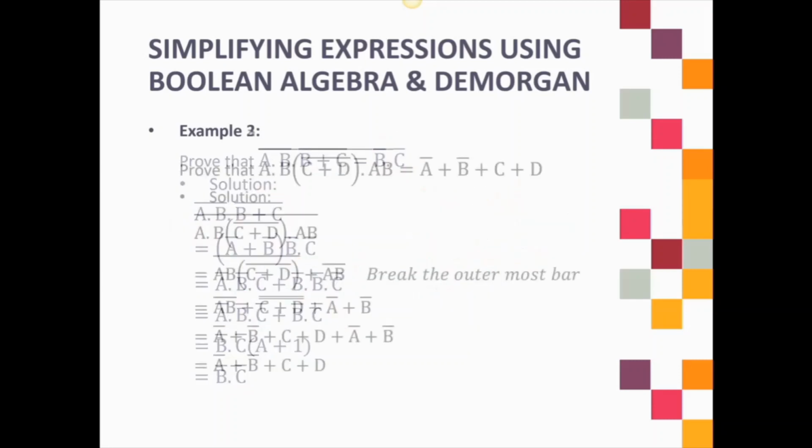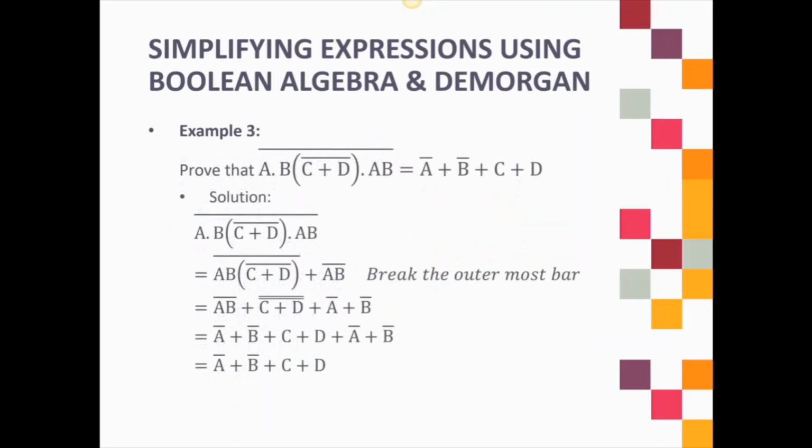Okay, so our last example, so this is example number 3. So you need to prove this equation is equal to this equation. So this is solution. So the first step, you need to break the outermost bar.